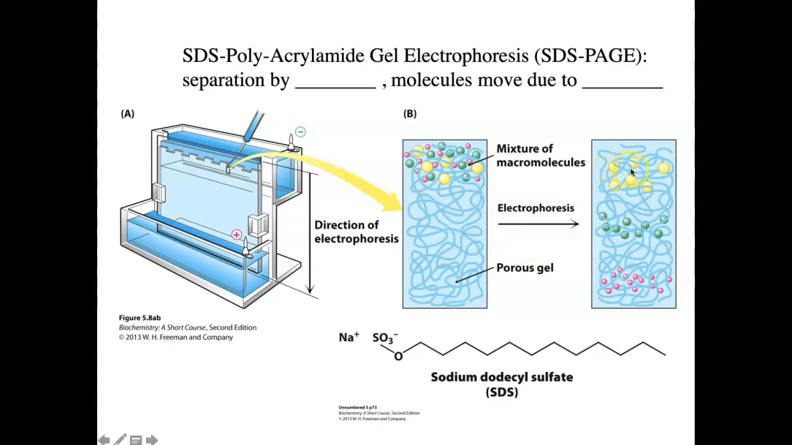The proteins should not be globular. They should be all unfolded and kind of linear. And the proteins are going to move and be charged because they're coated with SDS. Here's the structure of the detergent, sodium dodecyl sulfate, and it has a negatively charged group and a nonpolar tail. So through hydrophobic interactions, it's going to bind to the proteins.